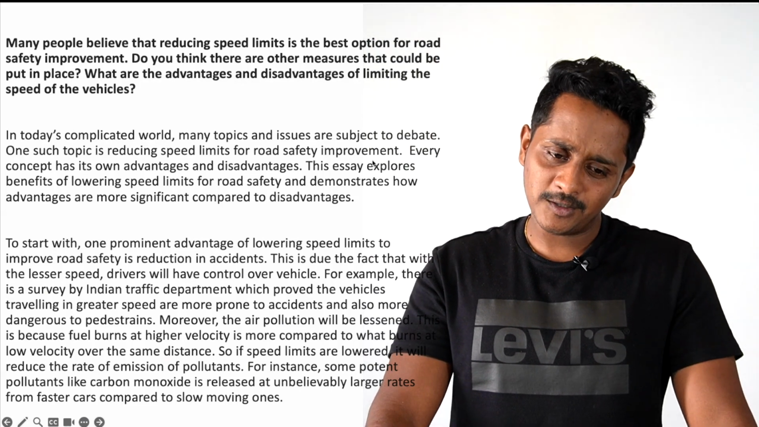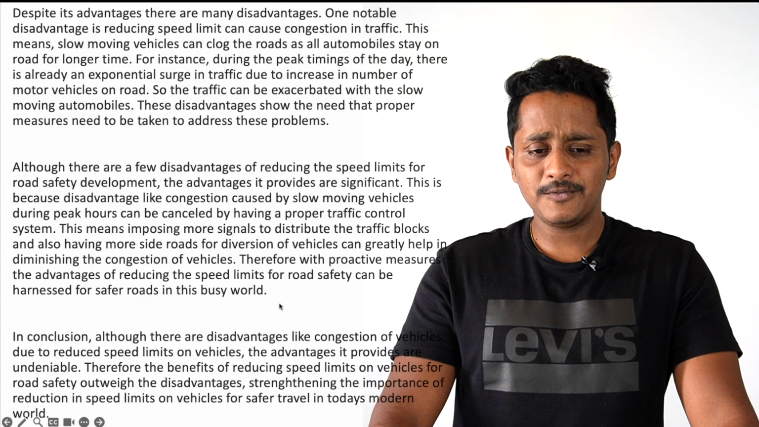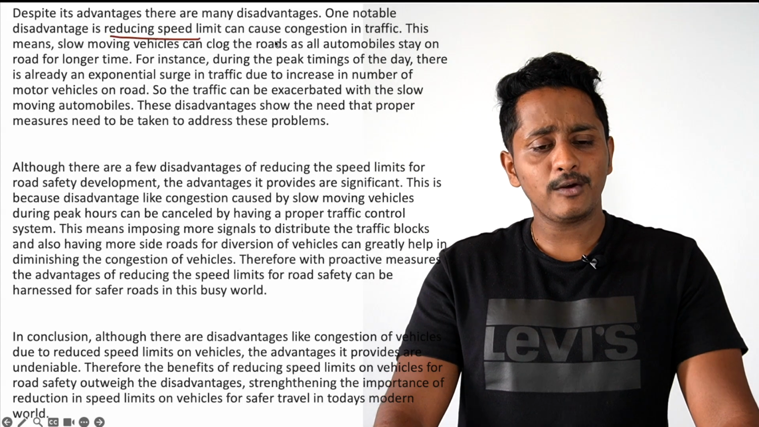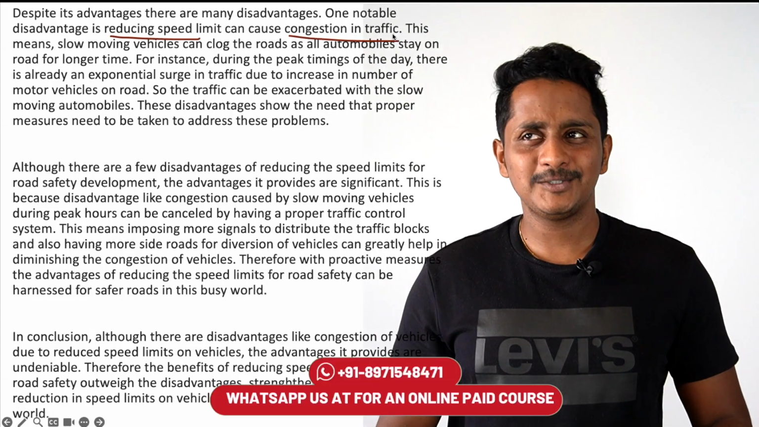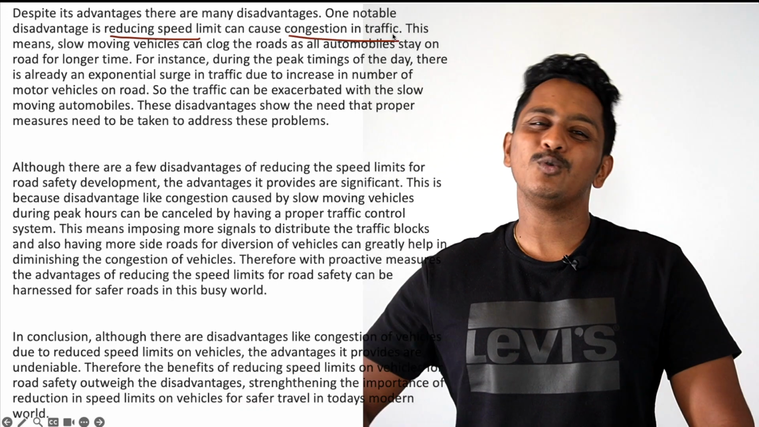So, let us talk about the third paragraph. Despite its advantages, there are many disadvantages. One notable disadvantage is reducing speed limit can cause congestion in traffic. What are the better ideas for reducing speed limit which can cause disadvantage? When everyone has to go at the same low speed.